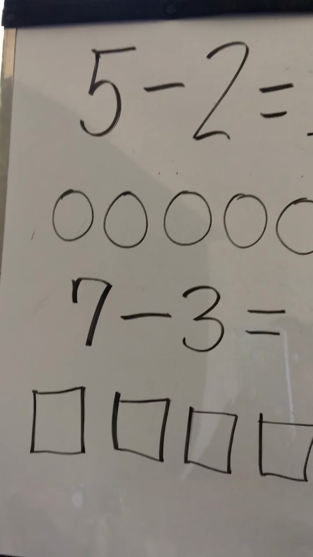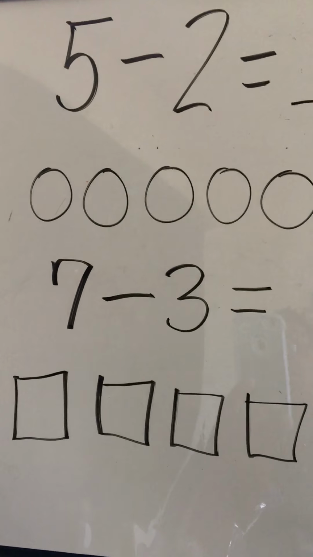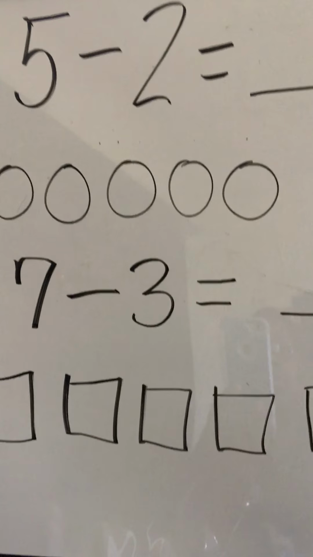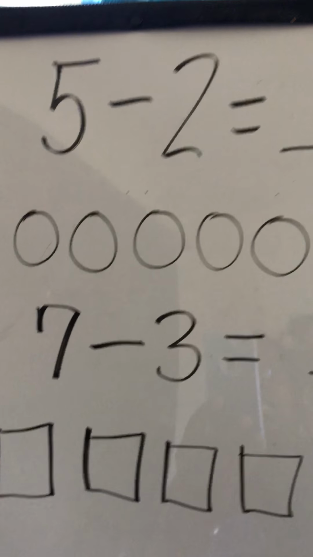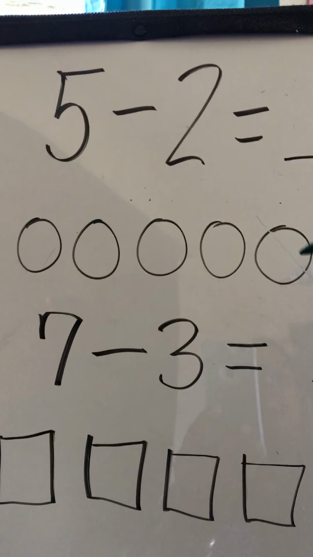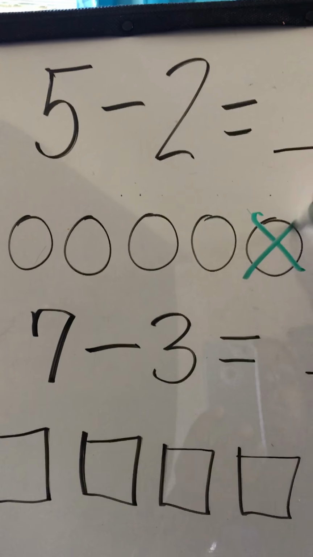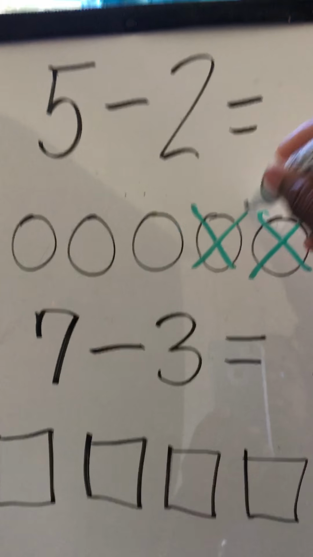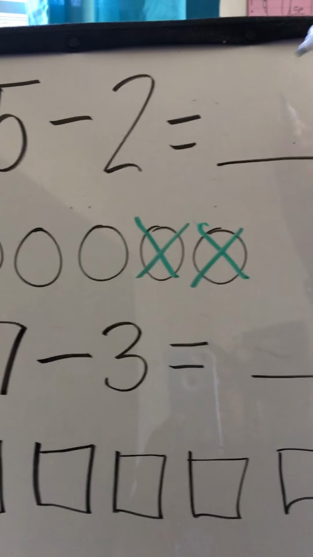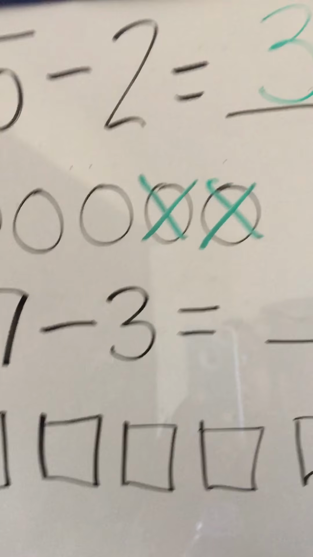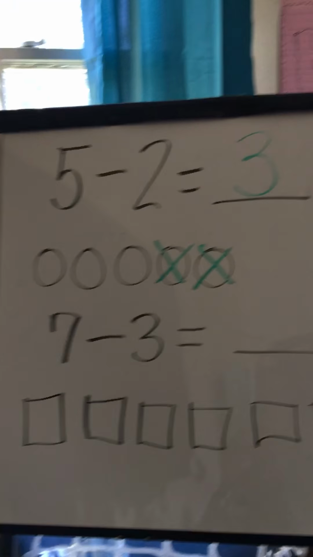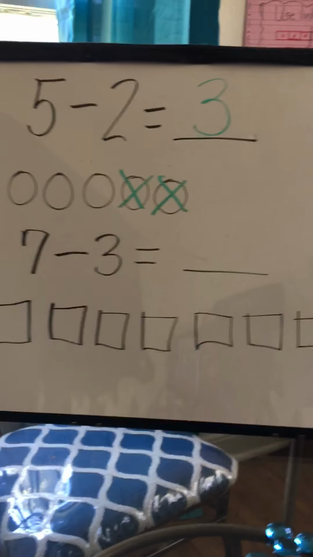So I'm going to go ahead and draw an X on 2 of those circles. Doesn't matter which 2, as long as I choose 2. And I'm going to touch and count like I talked about. 1 and 2. 5 minus 2 equals 3. And so I can go ahead and write my answer in. Very good, very good.